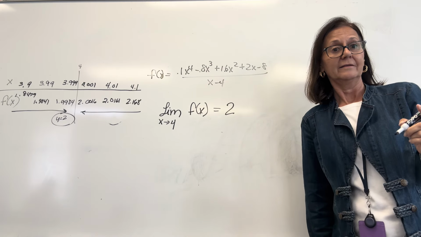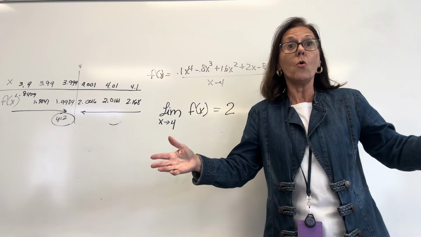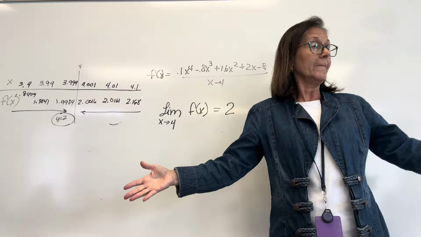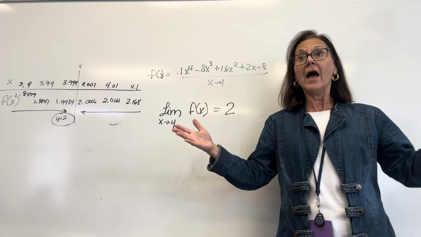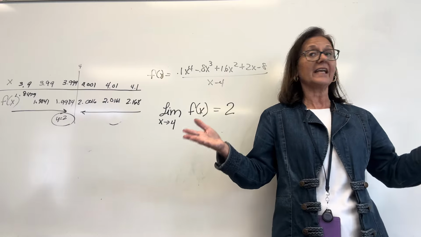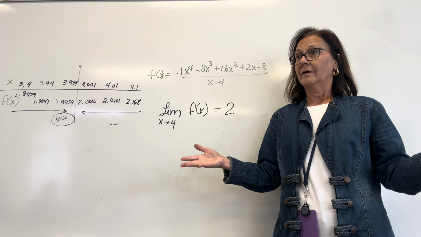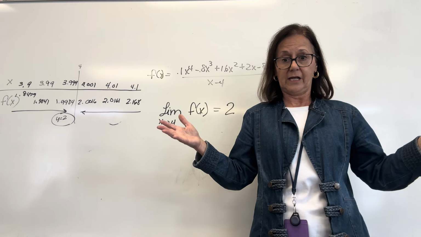Got it? What does that tell me? I don't know what y is when x is 4 because it's undefined. But graphically, I can tell what value y is approaching as it gets closer and closer to 4. That's all a limit tells us, all right?